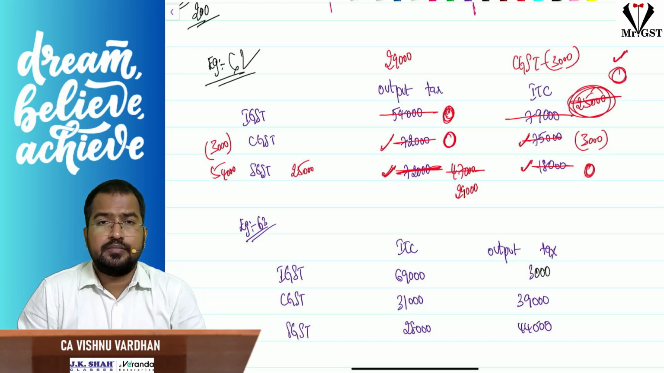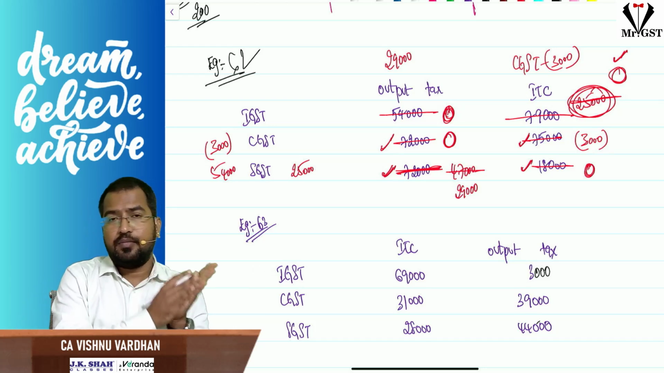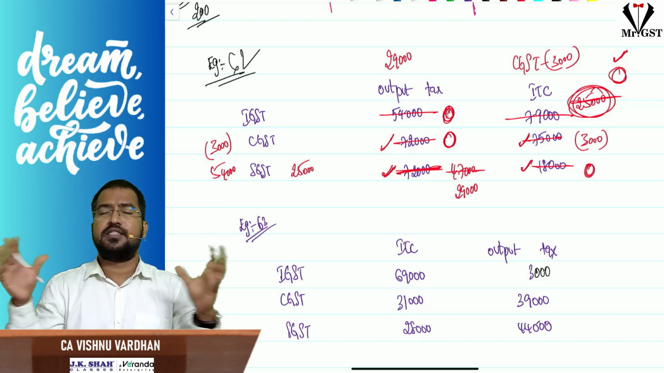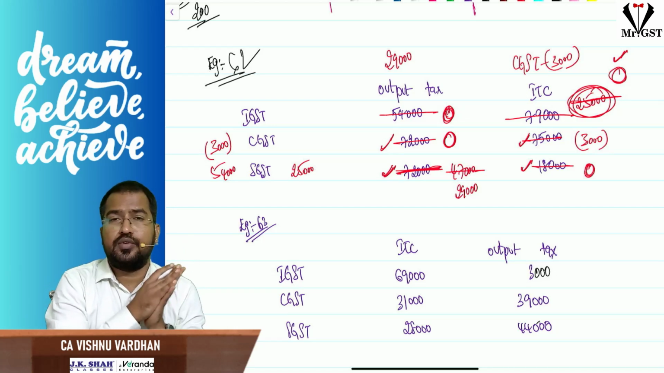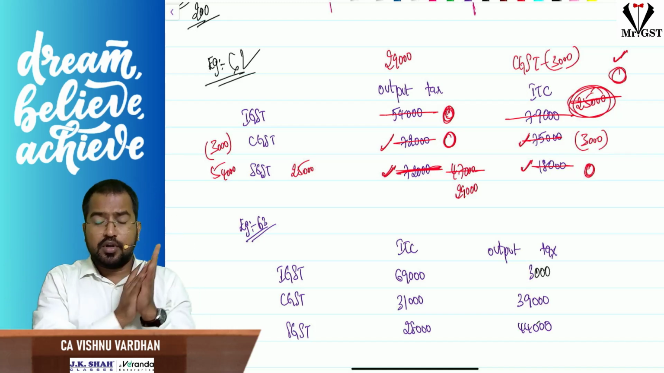Am I clear? So you can try the next one. Okay, so this is how you set off the input tax with the output tax. Clear? And this will be the last step in any problem. So that is how you utilize the ITC balance. Am I clear? So that is what it is all about, utilization of ITC balances.